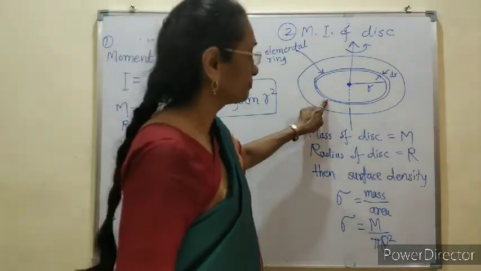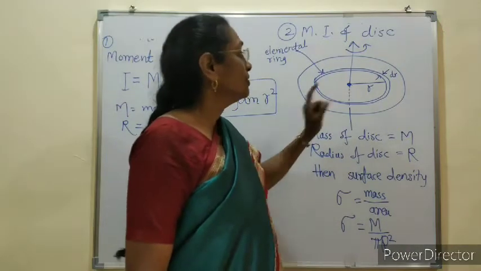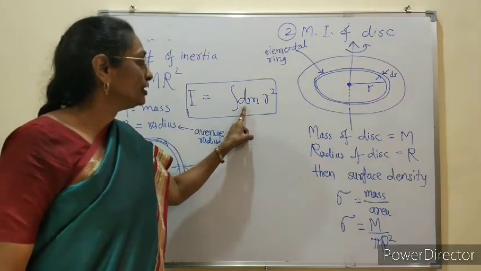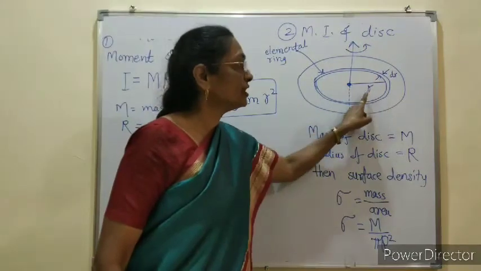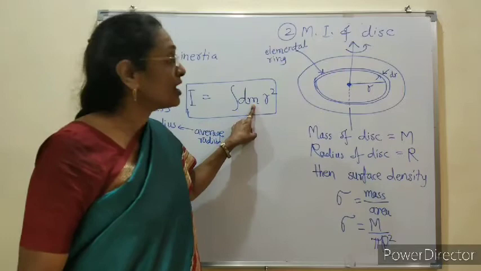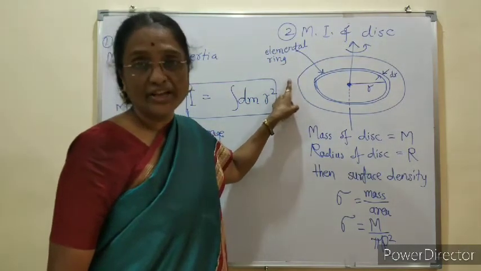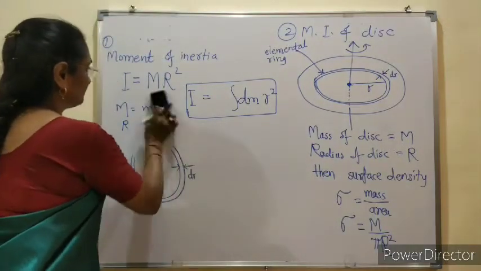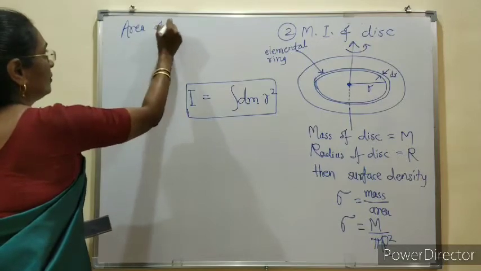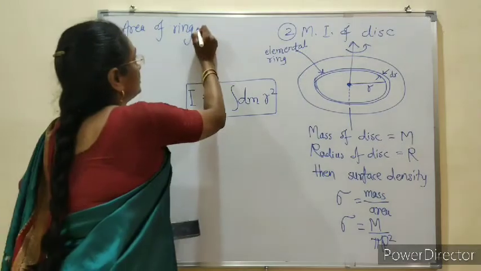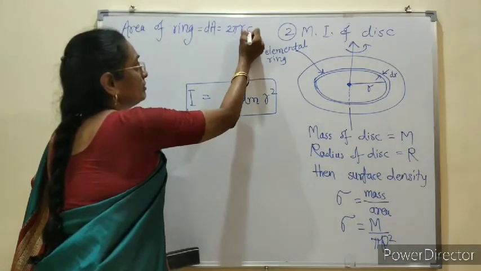So for this ring, we must note its area so that we can write its mass, because we have to use this formula, I is equal to integration of dm into r square. So we know r, it is the radius of ring, means from the axis of rotation its distance is r. But for dm, the magnitude of mass element, we have to write its surface area. It can be written as area of elemental ring. It is denoted by dA and it is equal to twice pi r dr.